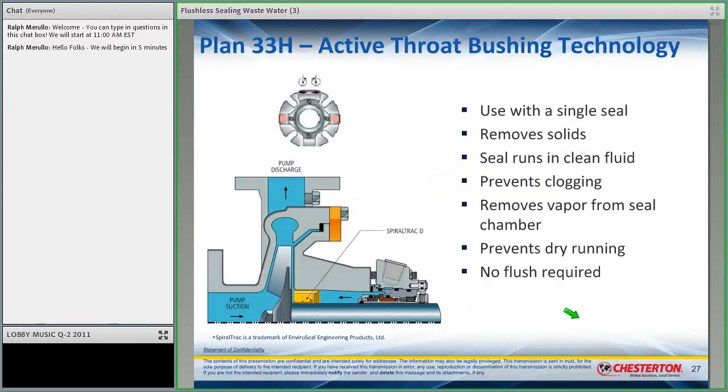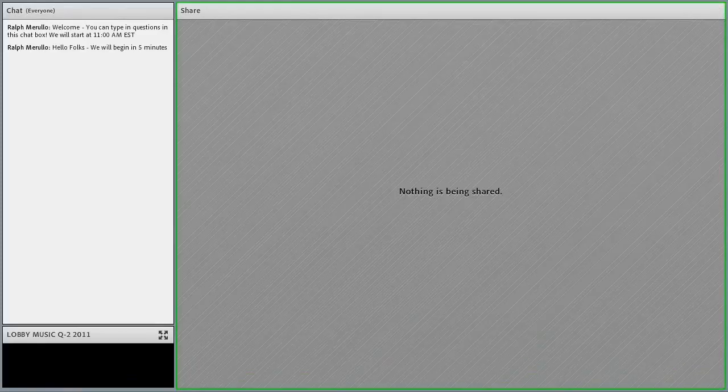Now, active throat bushing technology. Great, we finally got to that. There are folks in the industry who have developed a technology that uses the energy of shaft rotation to remove solids from the seal chamber. And I think it's probably a good time to show folks what that looks like. Sounds good, so let's do that. I'm interested myself. Share my screen. I'm going to share this.